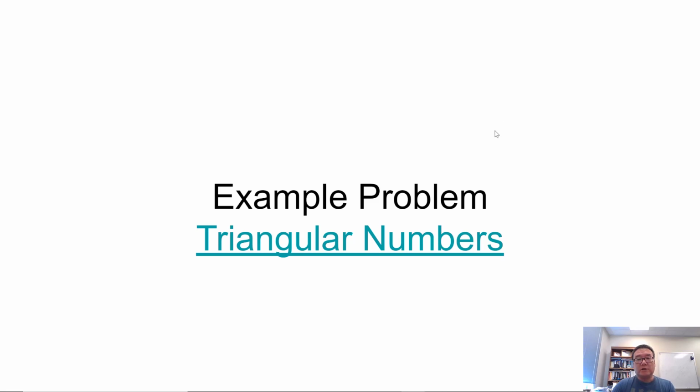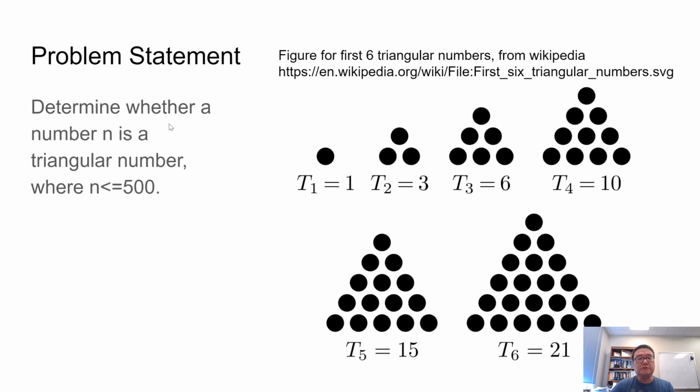In the first example problem we just looked at, we introduced the concept of list. And here we're going to introduce the concept of loop. I'm not going to actually show the problem on Codeforces because it's fairly easy to describe. The problem asks us to determine whether an input number is a triangular number. And the number is guaranteed to be no bigger than 500.